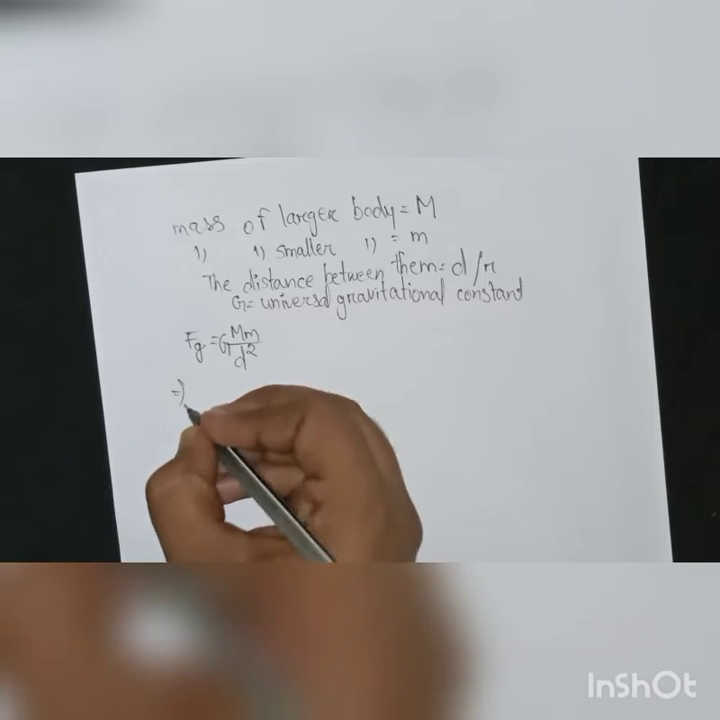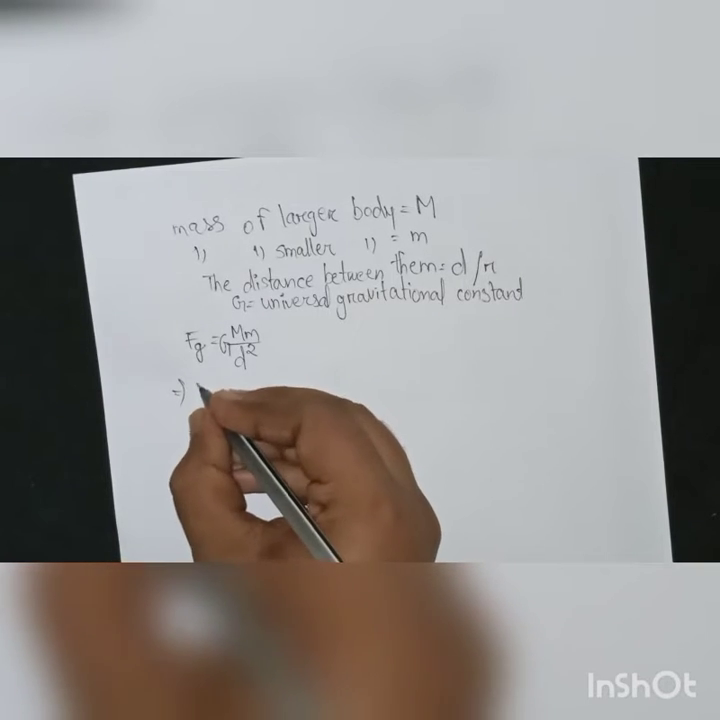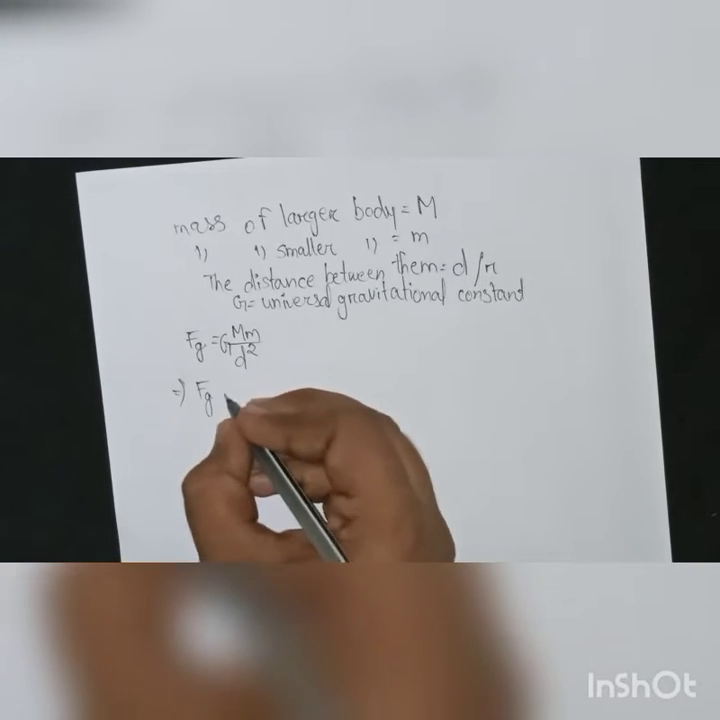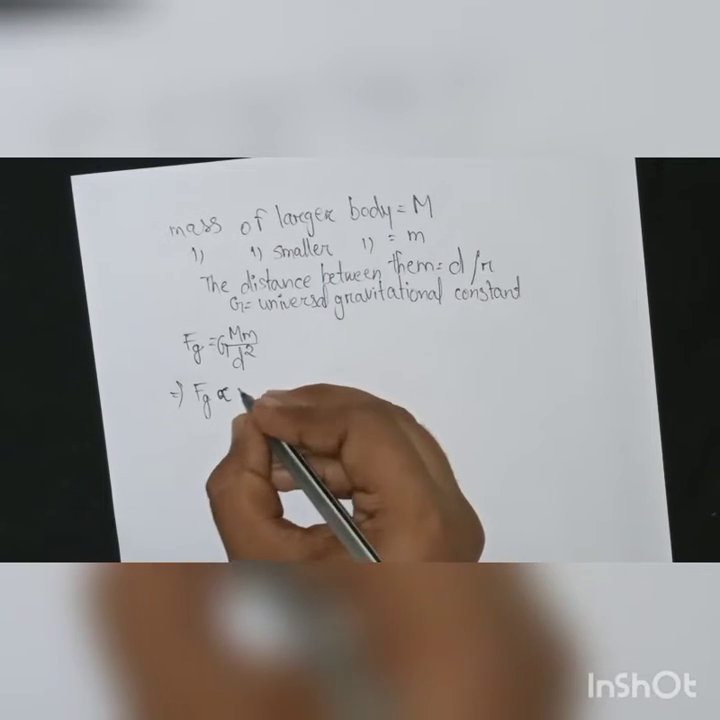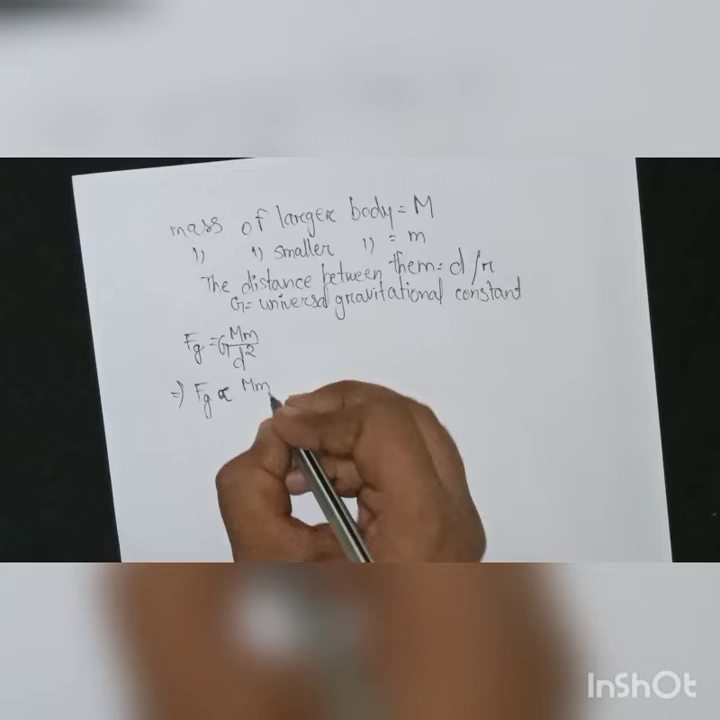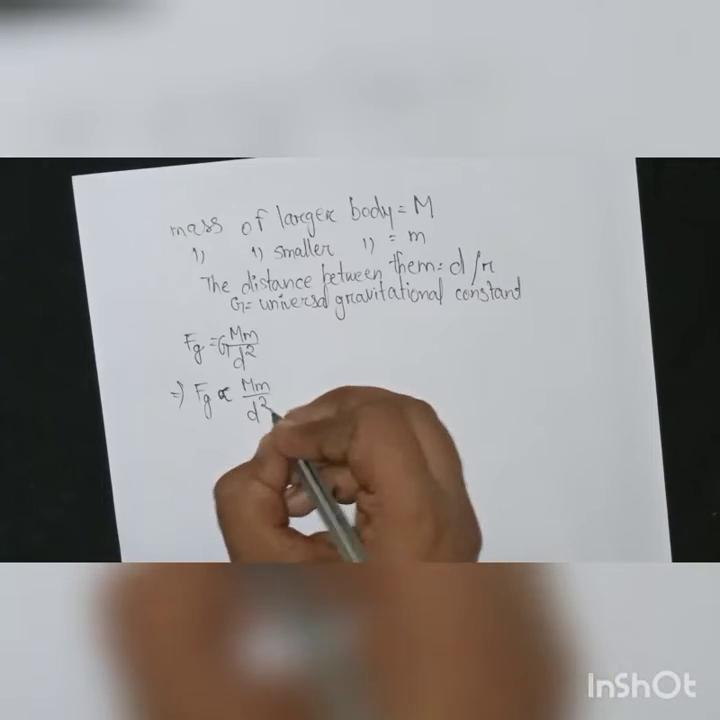So the definition is basically that the force of gravitation is directly proportional to the product of the masses of the two bodies and inversely proportional to the square of the distance between them. So as a proportionality we can write it as Fg is proportional to Mm by d square.